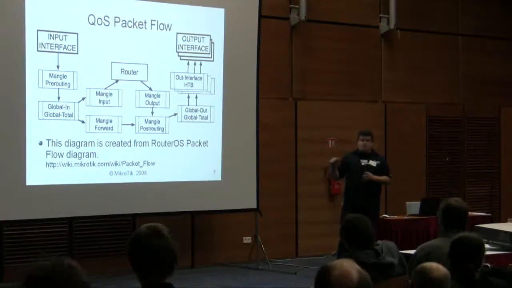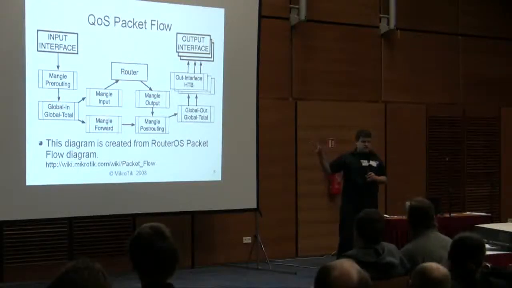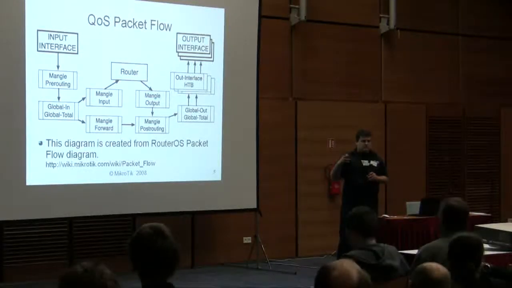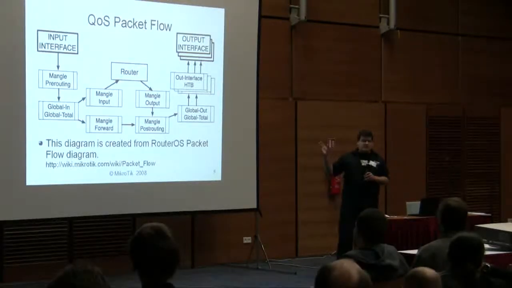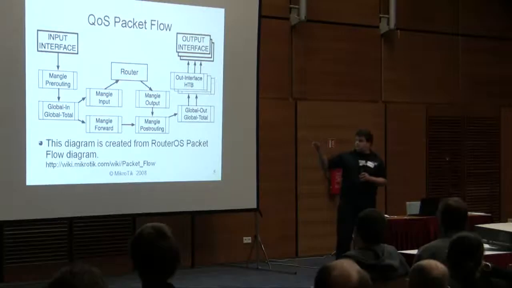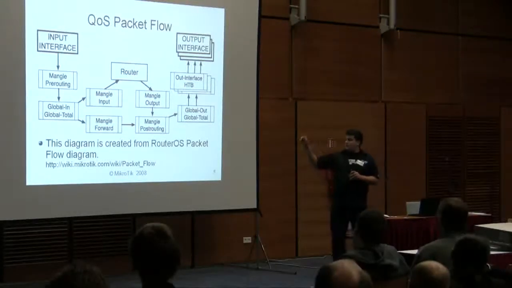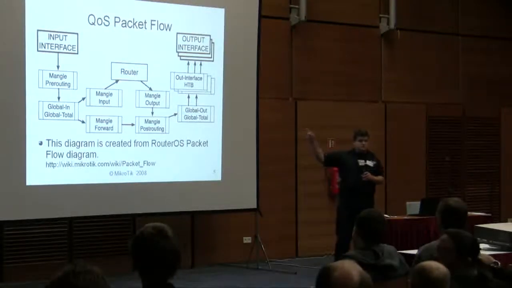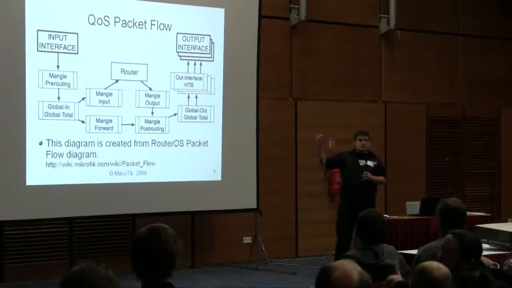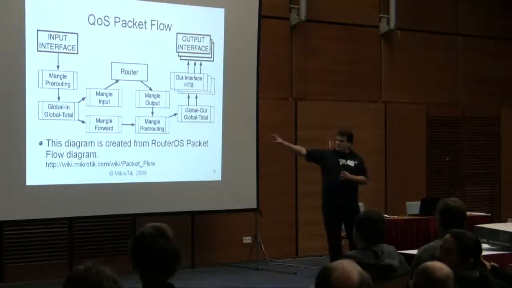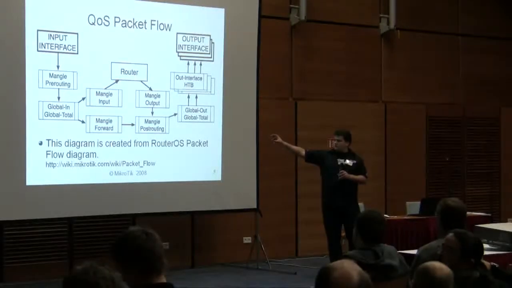Then after global-in, after the routing decision actually, which is cut out from here, traffic is divided into two streams. One stream is the traffic that goes to the router, which is Mangle input, and the other stream is going through the router to the customers, so forward. After the router makes an answer, it makes its own new packets, and they go through Mangle output. Basically then they both come together in Mangle postrouting.